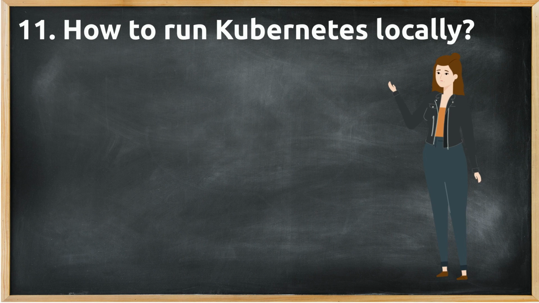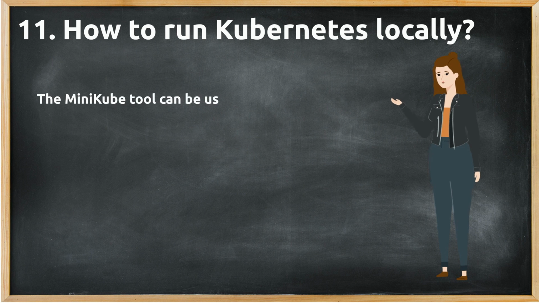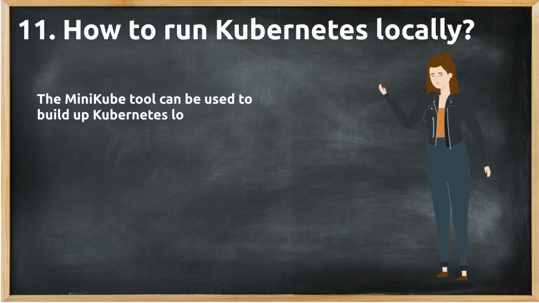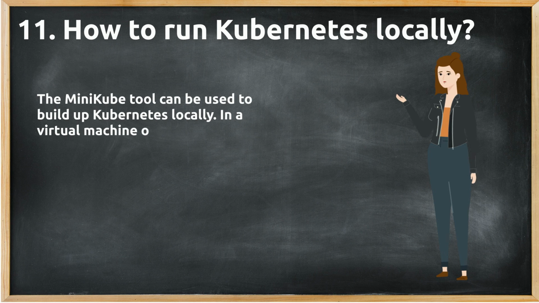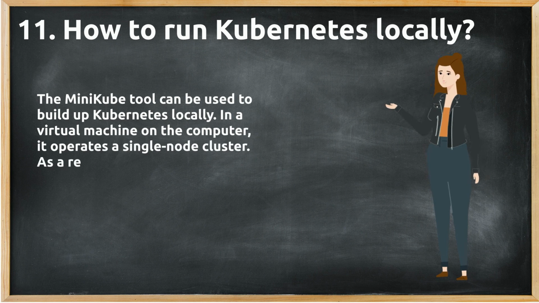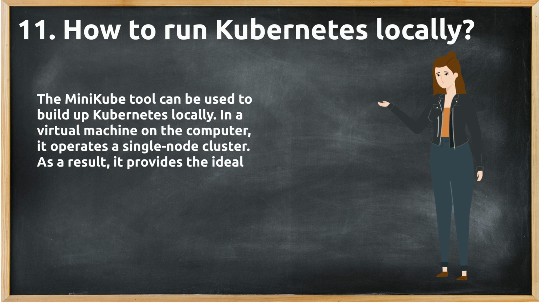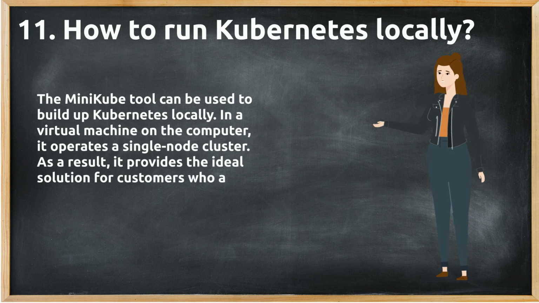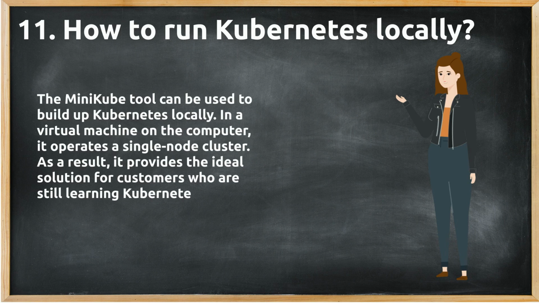11. How to run Kubernetes locally? The Minikube tool can be used to set up Kubernetes locally. In a virtual machine on the computer, it operates a single-node cluster. As a result, it provides the ideal solution for customers who are still learning Kubernetes.